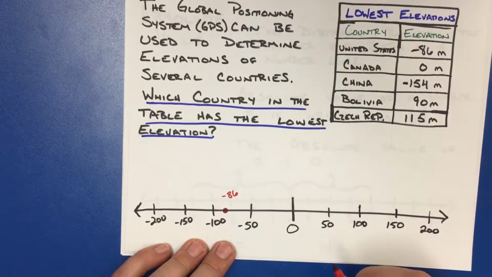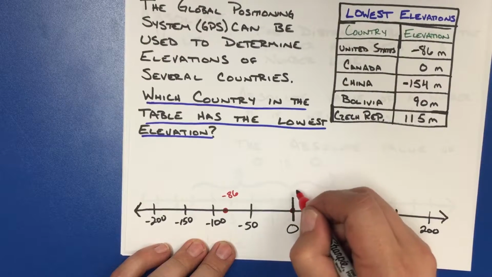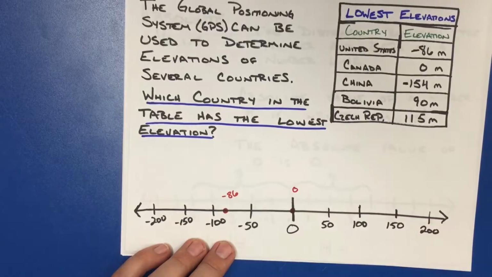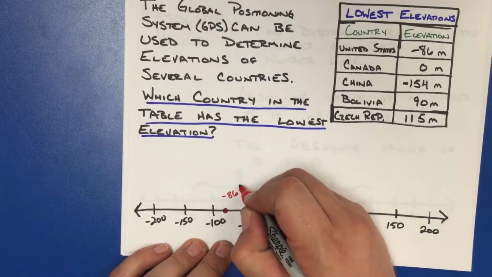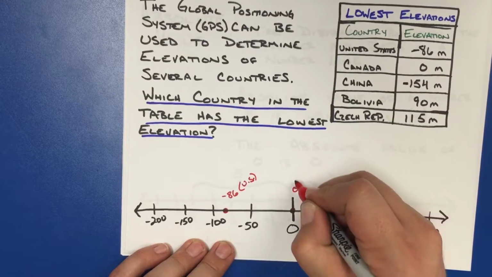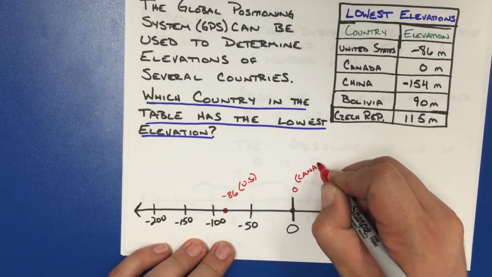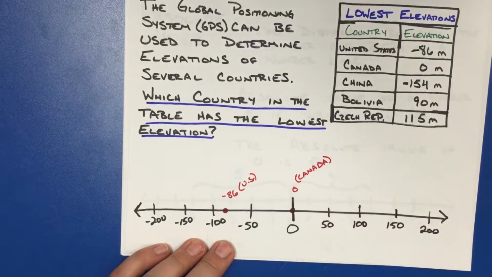Canada's easy. Canada's right smack dab in the middle. So I'm going to put a dot right there, and I'm going to label that 0. And so now I have the United States and Canada, and I could even put the countries' names in here as well. Your book doesn't do that, but that's not a bad idea to do.